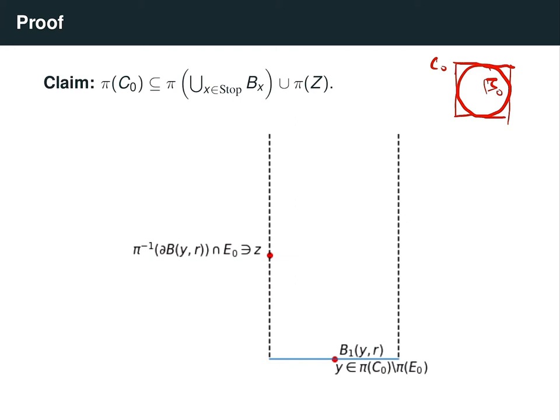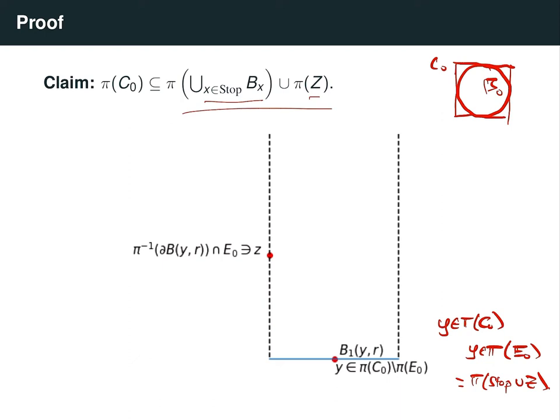So let's suppose that we have a point y inside the projection of C naught. And suppose that we also know that y is inside the projection of E naught. Well, recall that E naught is equal to the stop union Z. So that means that y is either a projection of a point in Z or a center of one of these balls, and hence y is inside the union of these two sets. So without loss of generality, we're going to assume that y is not in the projection of E naught. We're going to assume that y is in pi of C naught minus E naught, as I have written here.